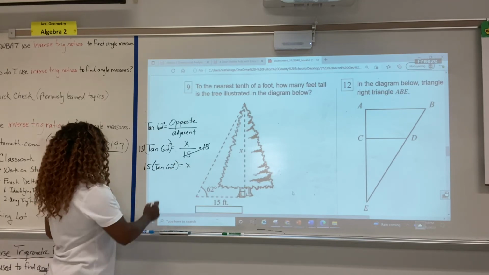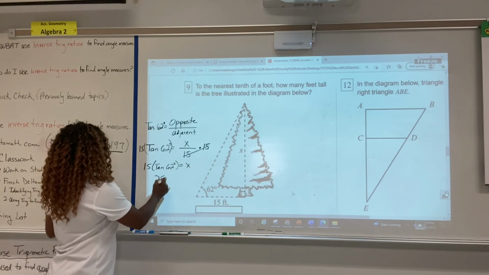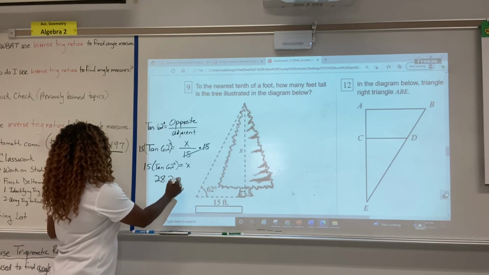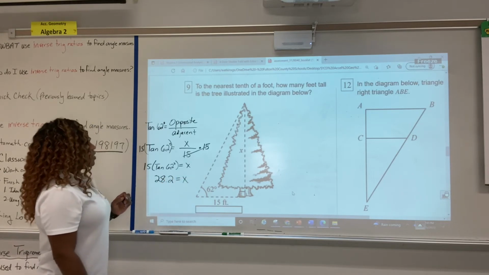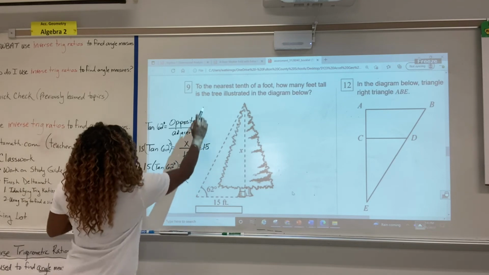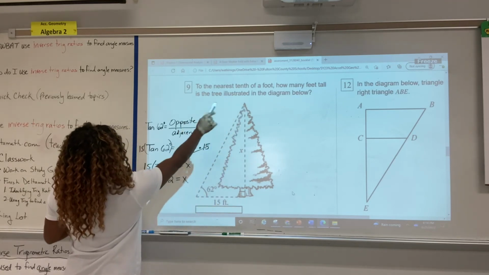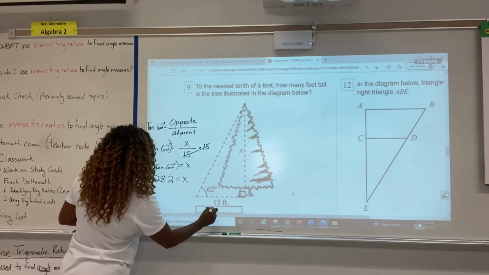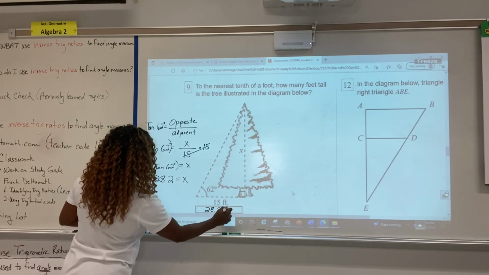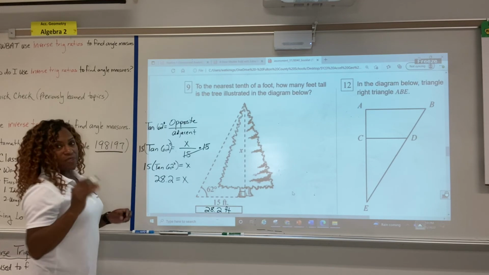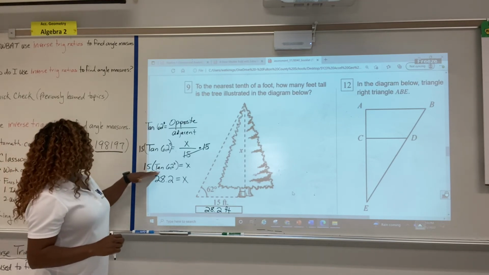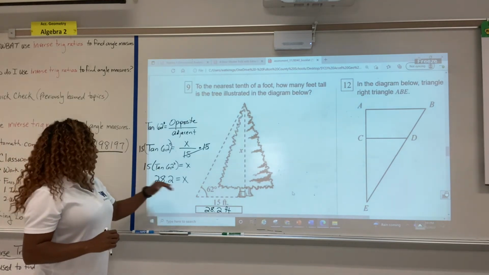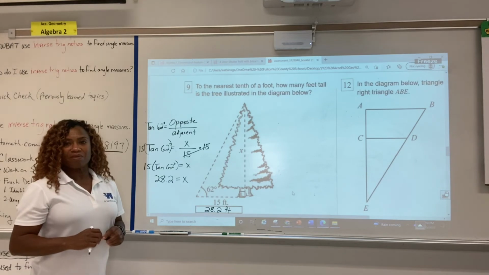When I calculate that, I get 28.2 is equal to x. It says to the nearest tenth, so here's the nearest tenth place, which is 28.2 feet. Now remember, in the calculator, we put in 15 times the tangent of 62, and that's how we get the answer. Okay, number 10.